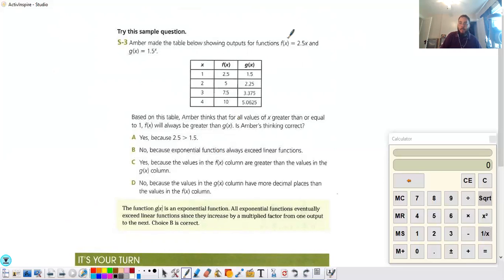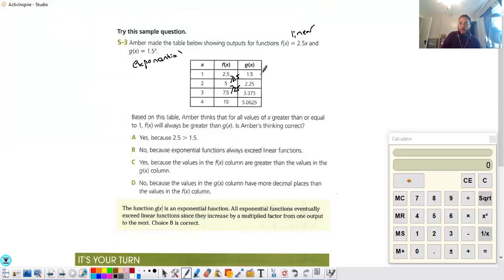So f of x here, if we look at the equation, it is a linear, while g of x is an exponential. And then we just read on the last page that if the base is increasing, which means that it's greater than 1, then it will always eventually be greater than a linear function. So if we take a look, this linear function each time increases by 2.5, and it'll continue to increase by 2.5 the whole way.